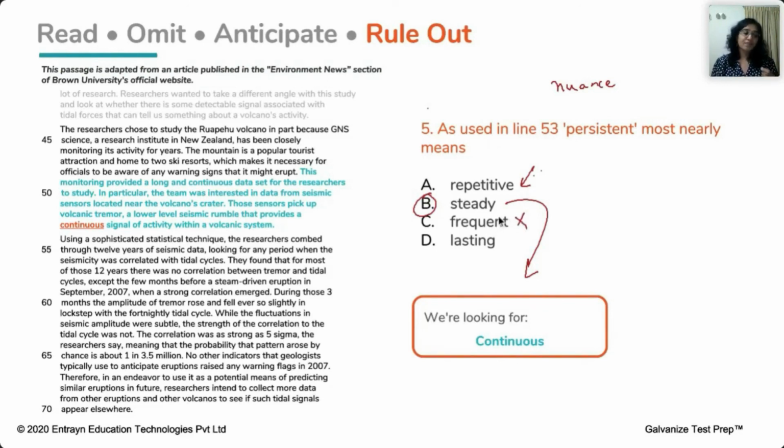And lasting, for something to be lasting, it has to have a sense of permanence, right? A lasting friendship, a lasting legacy. So here we're not looking at the nature of permanence, but the fact that it's always on. There's always data coming out, and therefore we will stick to the choice B, which is steady, and that is the answer that you're looking for.